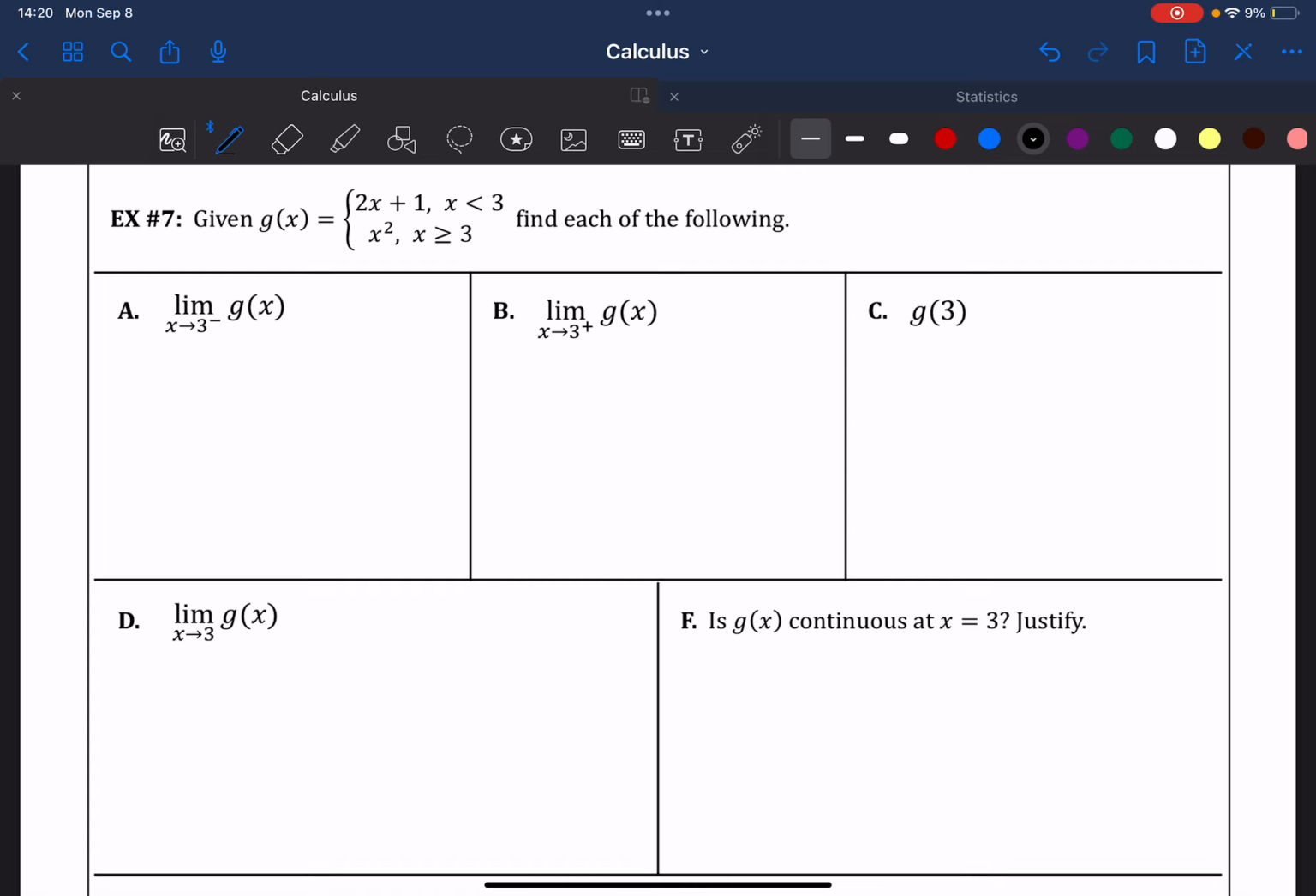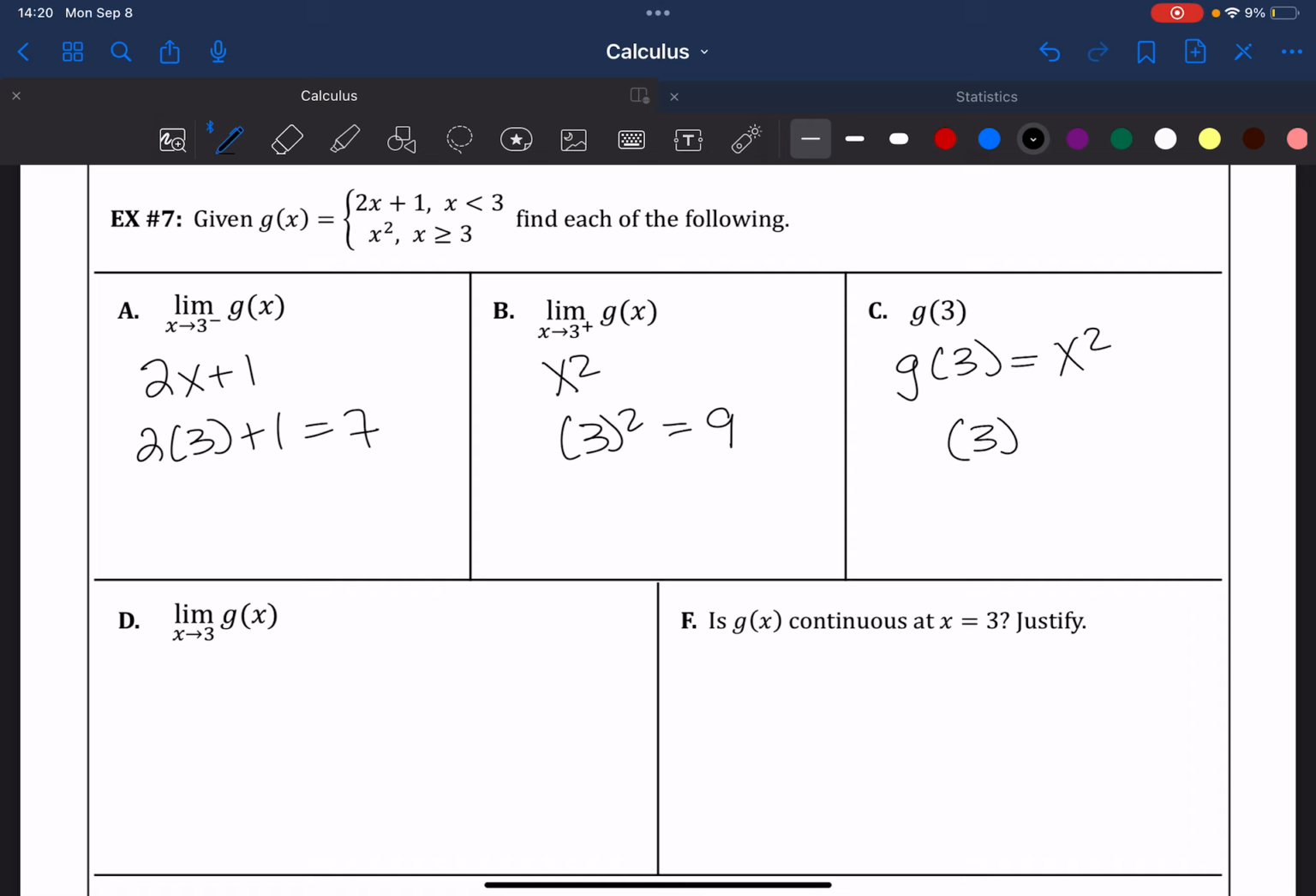So the x approaches 3 from the left. That means we're using 2x plus 1. So 2 times 3 plus 1 equals 7. X approaches 3 from the right. We're using x squared. So 3 squared equals 9. G of 3 is also going to use x squared. So 3 squared equals 9. The limit does not exist because one side is 7 and the other side is 9.